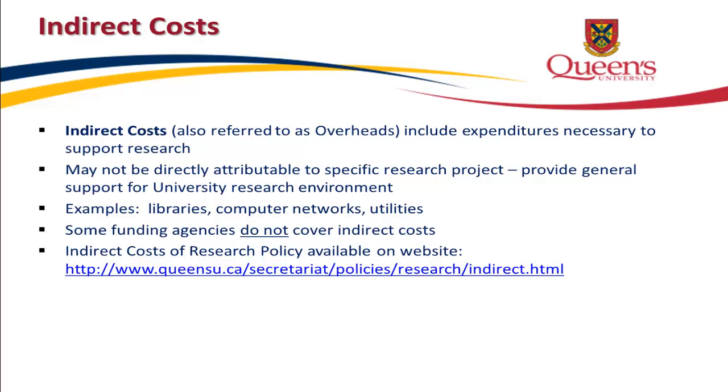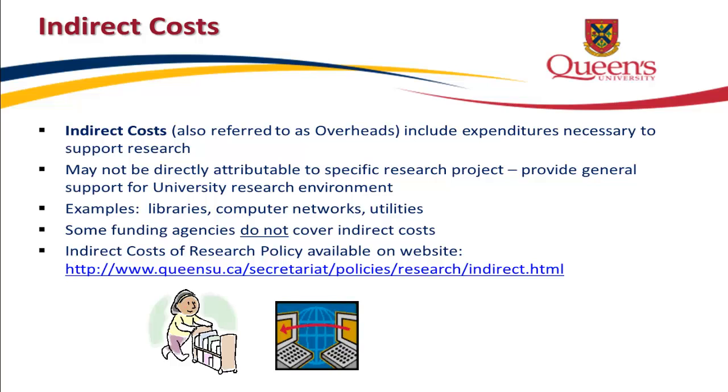Indirect costs, also referred to as overheads, include research expenses which may not be directly attributable to a specific research project. Examples may include library-related costs, computer network expenses, or utility costs. Some research project budgets may include indirect costs, while some funding agencies do not allow these types of expenses. The indirect costs of research policy is available for viewing on the Queen's University Secretariat website.